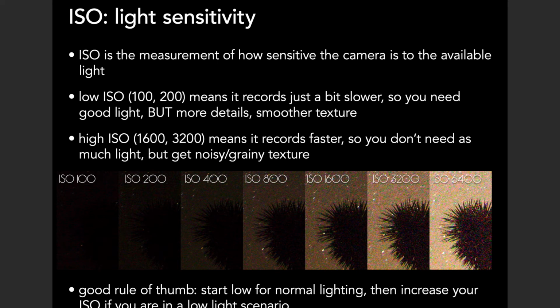A high ISO, so maybe 1600 or 3200 or even 6400, it can keep getting higher and higher, means that it records it faster. So if you're in a low light scenario, because the camera records it faster, it actually can record more of what's going on. You see more of the light. However, if you get too high, you have a tendency to get a noisy or grainy texture.